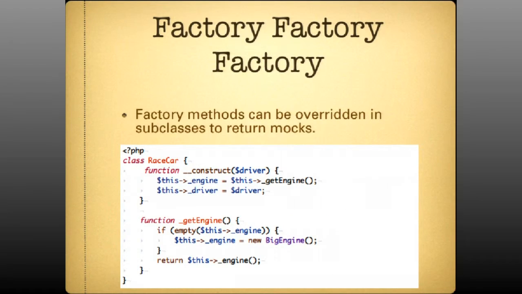The next way is factory methods. Factory methods can be overridden in subclasses to return mocks. So if you have a race car that has a getEngine method, so let's just say this race car only takes a driver.